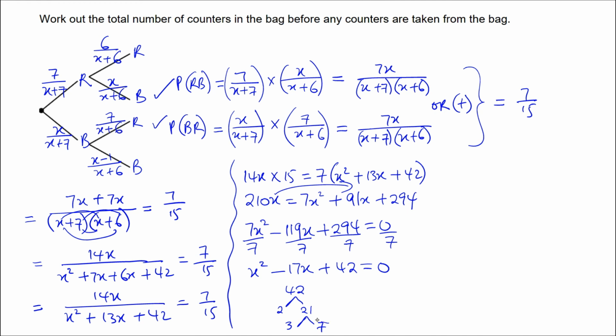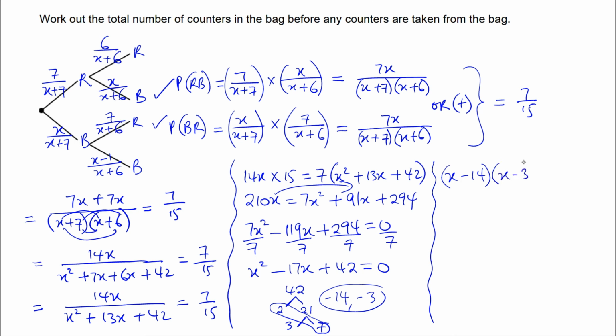If we combine 2 and 7, the two numbers will be negative 14 and negative 3. These two multiply to give 42 and add to give negative 17. So we can carry on and factorize this equation. We end up with x minus 14 multiplied by x minus 3 equals 0. Which means x is equal to 14 or x is equal to 3.